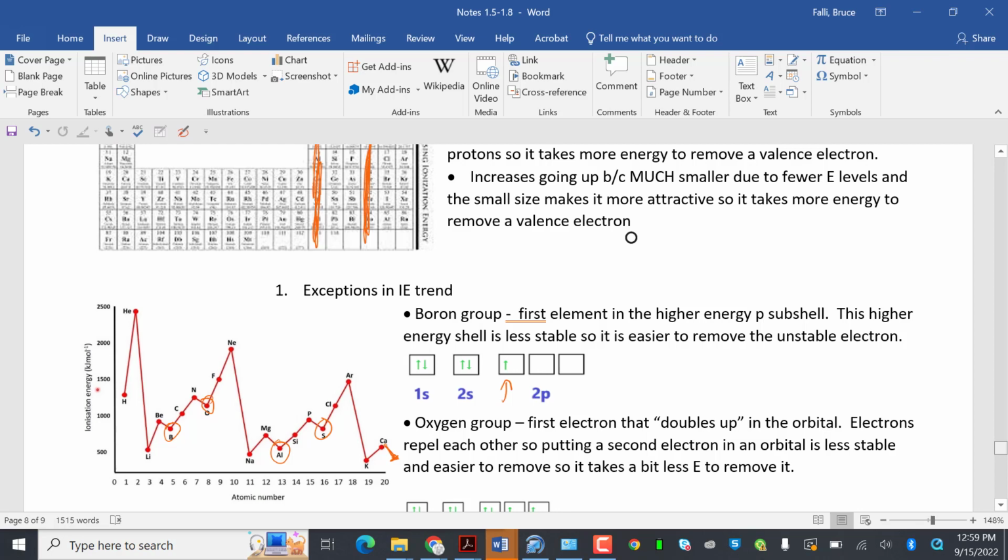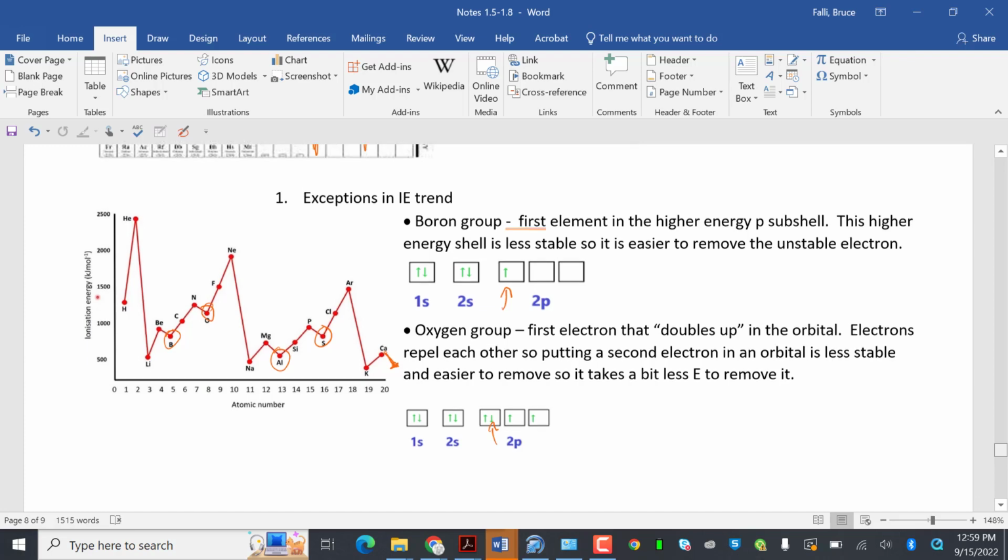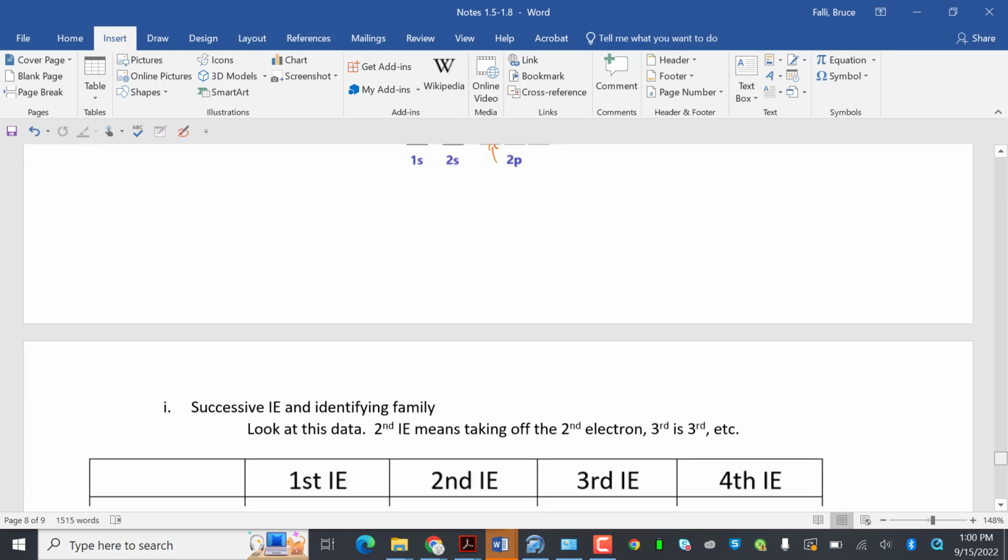Okay? That's it. The oxygen group is the first electron that doubles up in the orbital. Electrons repel each other, so putting a second electron, that's me, I'm the second one right there, in the orbital is less stable and easier to remove because it repels a little bit. So it takes a bit less energy to remove it.